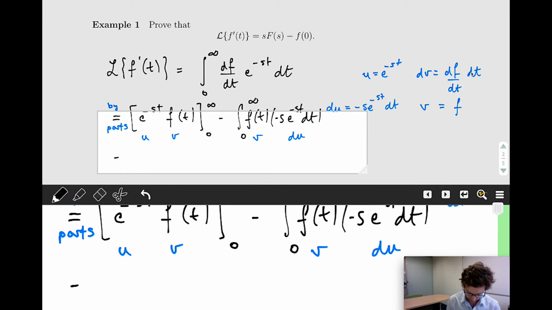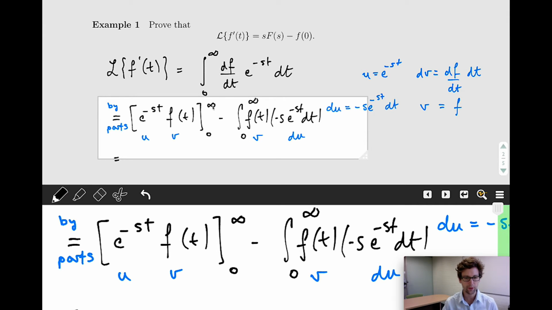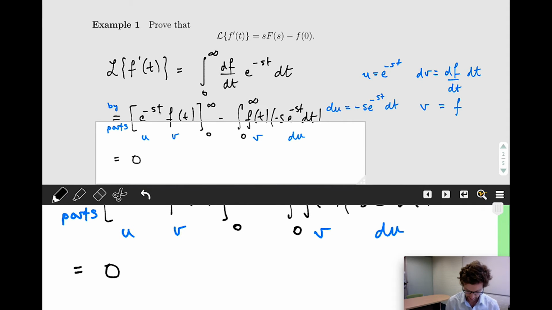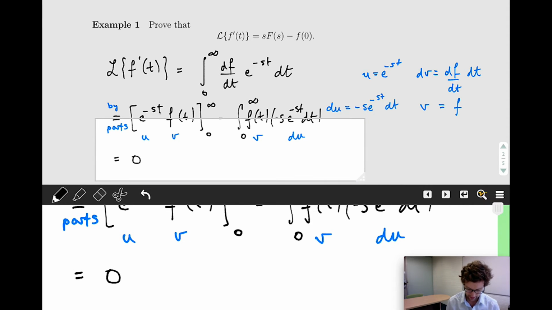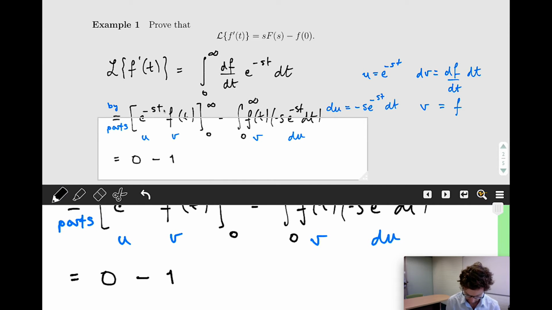Now, if we evaluate what's in the square brackets there at t equals infinity, you can see that I'm going to get an e to the minus st as t goes to infinity. So that term is going to go to 0. So the first term in that square bracket is 0, because as t goes to infinity, e to the minus st is 0. Next we've got when t is equal to 0, the lower limit. So substituting that in here is going to give me e to the 0, which is 1, times f at t equals 0. So that deals with the square bracket terms.